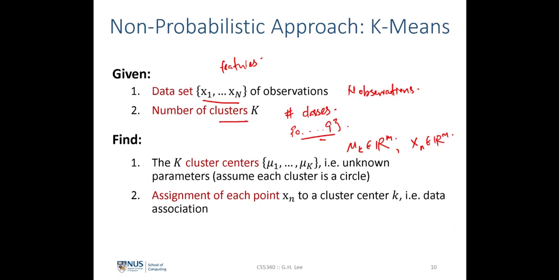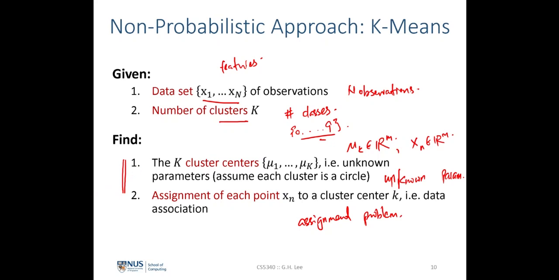So essentially what we are trying to solve here is that chicken and egg problem, where we simultaneously solve for the cluster parameters, the unknown parameters, as well as the assignment problem, where we want to assign each data point to the respective cluster center that we have estimated in the first problem.